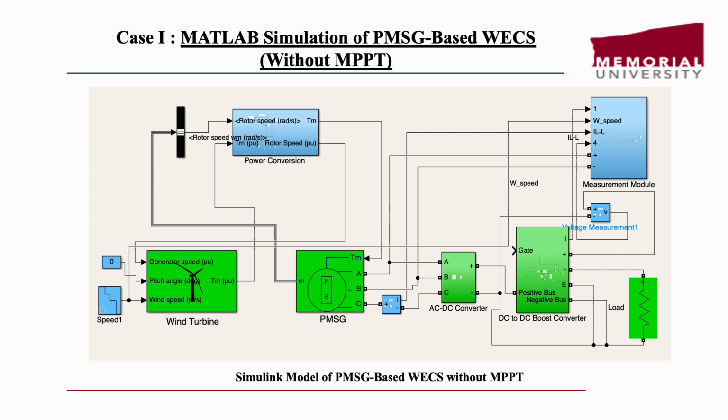Here is the MATLAB simulation model which has been created without MPPT. Here you can see the components. This is a wind turbine, this is a permanent magnet synchronous generator, this is an AC to DC converter, then a DC to DC boost converter, and then it's a load.